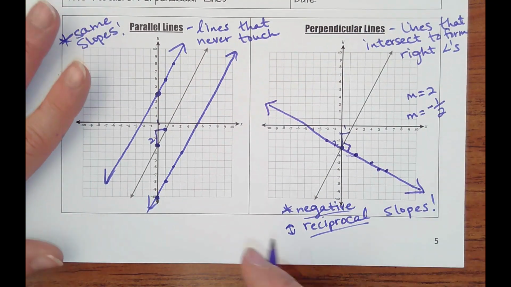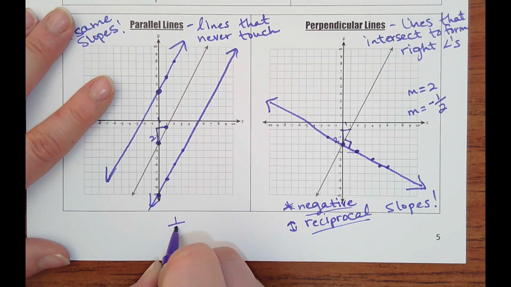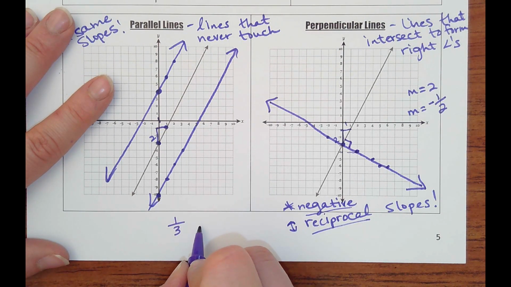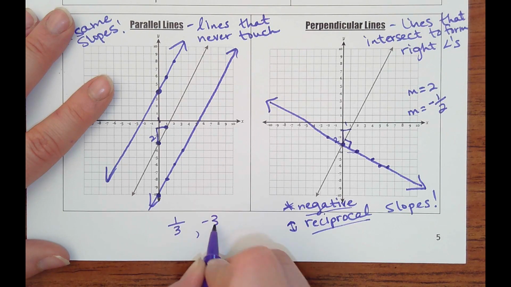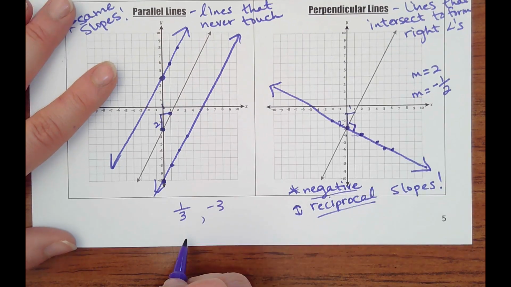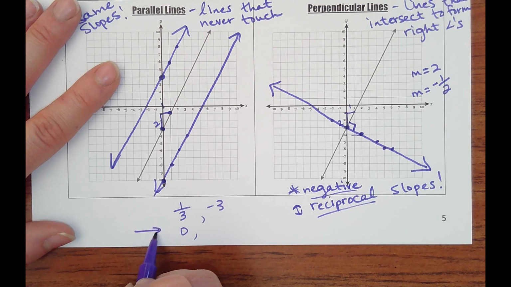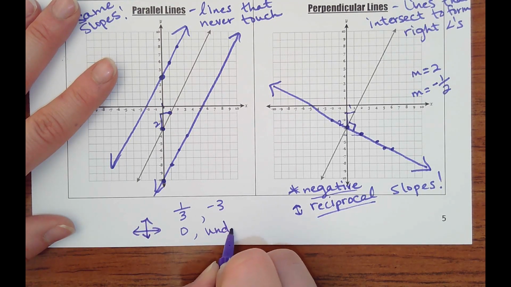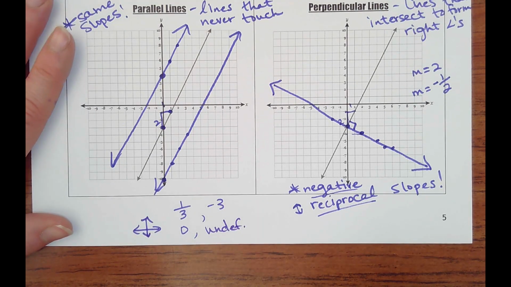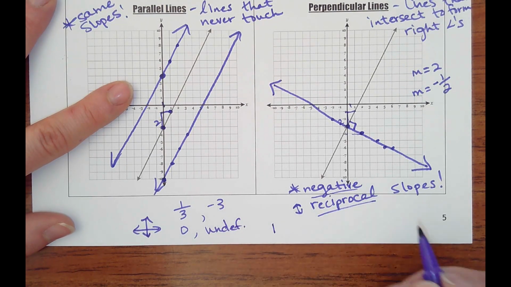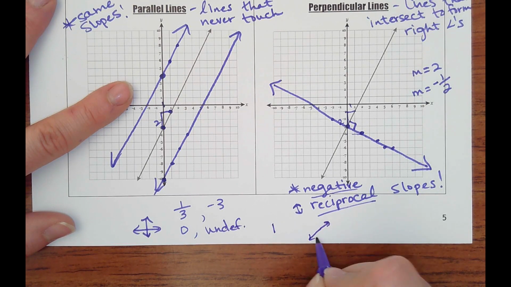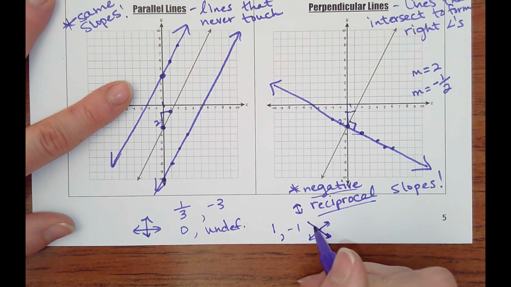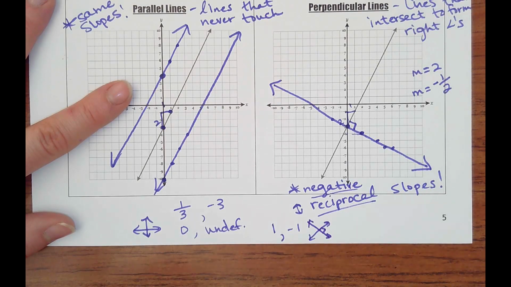And so some examples are, what if I had a slope of 1/3 for my first line? Then perpendicular to that would be a negative, flip it, and it would be 3. Let's say you had a slope of 0. That's a horizontal line. Well, perpendicular to that would be a vertical line, which has undefined slope. So those two are perpendicular. If I had a slope of 1, so that's a line just going up 1, right 1. Well, you can't flip 1. 1/1 is still 1/1, but you would make it negative. So 1 and -1 slope would be perpendicular.